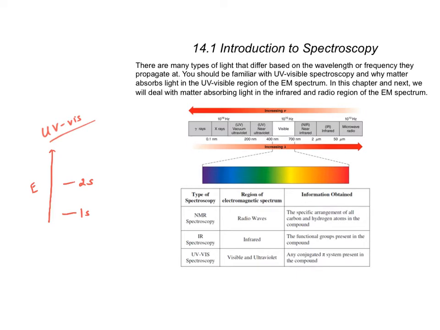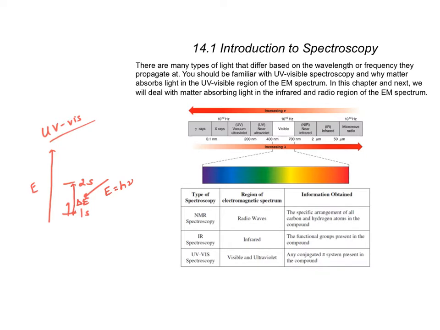So in UV visible spectroscopy, what we learned in 151, we have an electron. Let's say it's in our ground state orbital, our 1s orbital. Let's say we shine light onto this atom that has this electron in its ground state, and the energy of that light is directly equal to the difference in energy between these two orbitals. What happens?